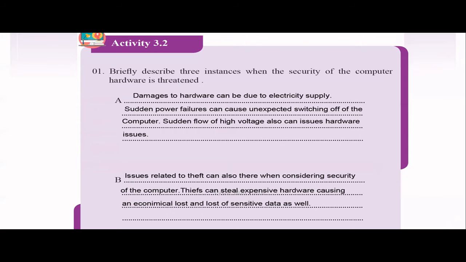Sometimes sudden power failures can cause problems, as well as a sudden flow of high voltage. For example, if you get a sudden power cut, the computer will suddenly switch off, right? So rather than having a proper shutdown it will quickly turn off. These things are not very good for your device, especially for the hard disk. That will cause different issues for your hardware. So you can write that due to electricity supply issues there can be problems to the hardware.